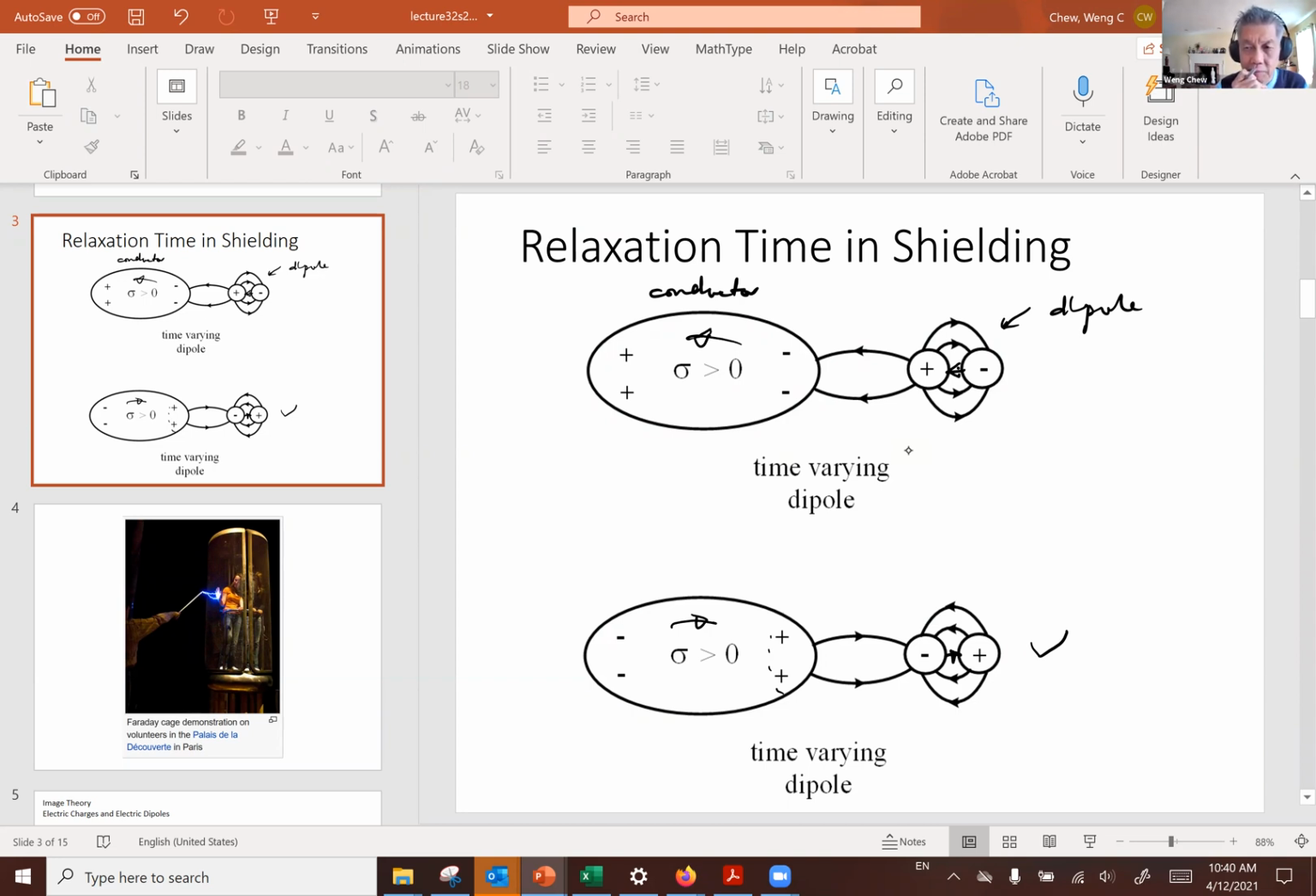So a time-varying electromagnetic source like a dipole, could be a Hertzian dipole, produces time-varying electric field inside the conductor. So electric field is not zero anymore. Electric field cannot be zero. However, you can show that the electric field has a penetration depth, very much like the skin depth.